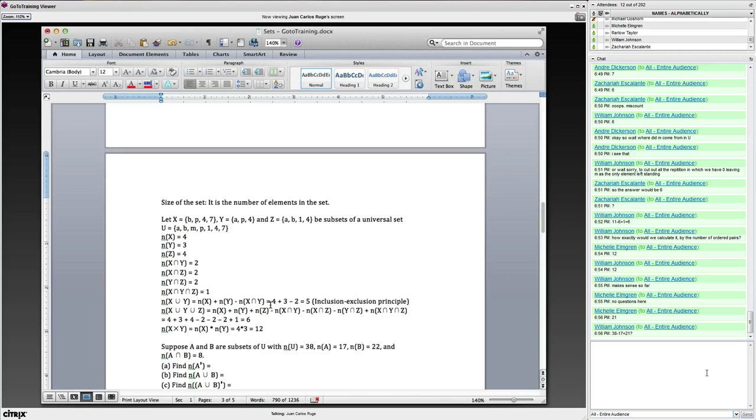Guys, you're rocking it. Michelle and William, you are correct. Actually, when you're talking about the complement, what you have to say is the number of elements in the universe minus the number of elements in the set. This is equal to 38 minus 17, 21. Number of elements in the union of A and B.